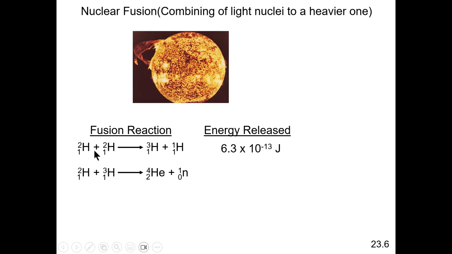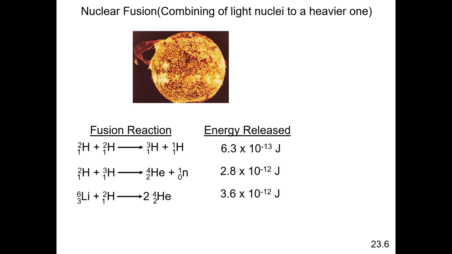So these are the types of nuclear fusion reactions that take place in the sun. You can have two deuterium nuclei coming together to form a tritium and a protium, and the energy released in that case is 6.3 times 10 to the minus 13. And we have some other examples here, all examples of the reactions that take place in the sun. As you can see, the amount of energy involved is relatively large. Thankfully, as I said before, our lives depend on these reactions.